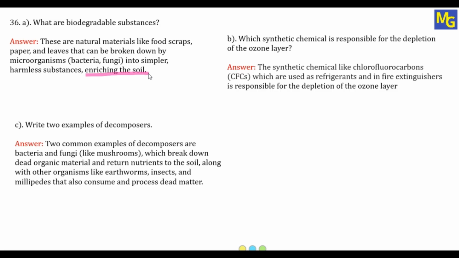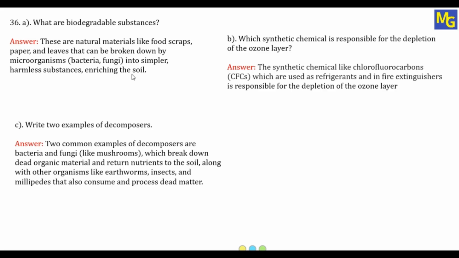Why does it say enrich the soil? Because if you throw any natural waste like dry leaves, whatever dry leaves fall down from the trees, all those dry leaves will fall on the land, on the earth, in the soil.